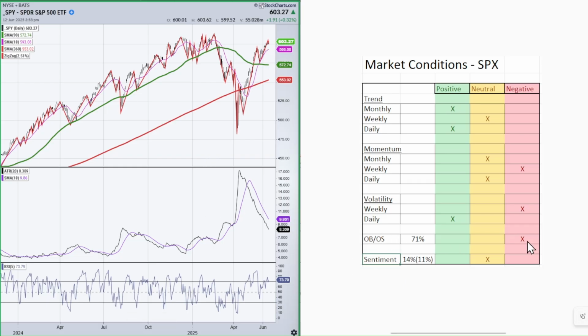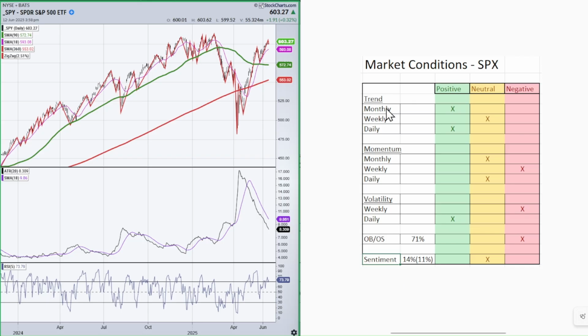Now, we did move to negative on the overbought oversold. We got this RSI on the weekly, I'm going to show you that in a second, up into the overbought camp, at least just barely. But it does constitute a negative for the market conditions. The volatility stayed the same. Daily, as I mentioned, is down, but we need to be ready for a pop, I think, at least some kind of an increase. Weekly is starting to drop. Again, I'll show you that in just a second.